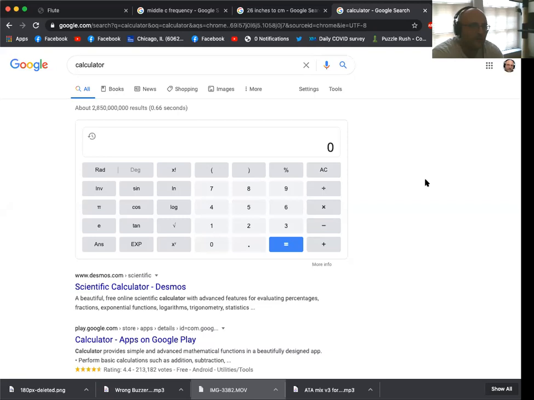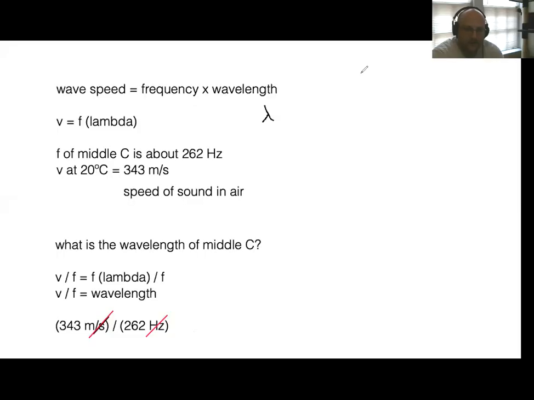Okay. Now, when I get to a point like this, I just reach for a calculator. I might as well show you my Google doing it. So what I had to do is divide 343 by 262, and I get an answer of about 1.31 if I round. Okay, so 1.31 is the answer. Going back to my board, this is the wavelength.